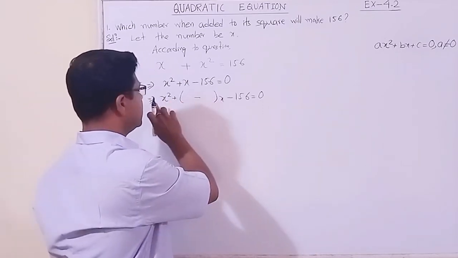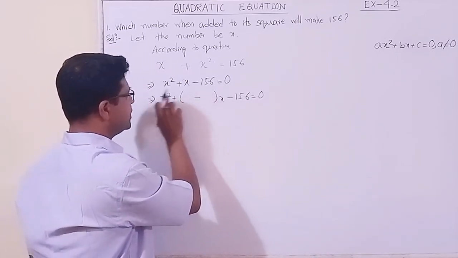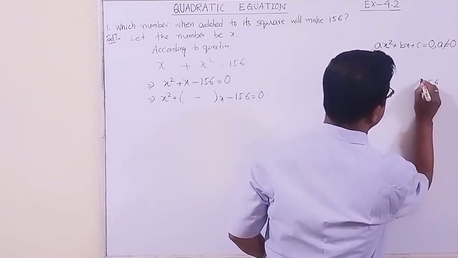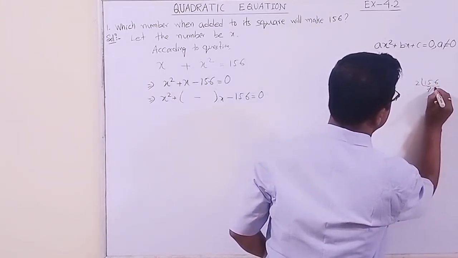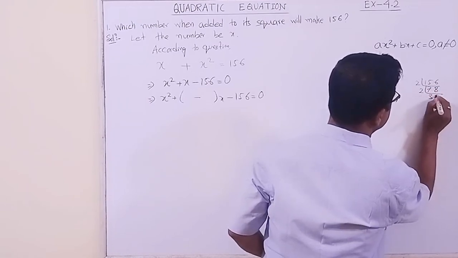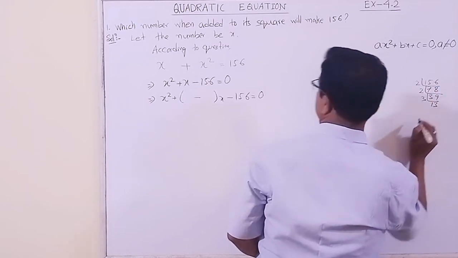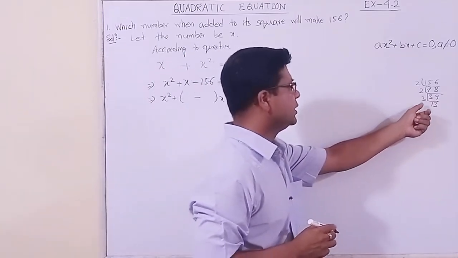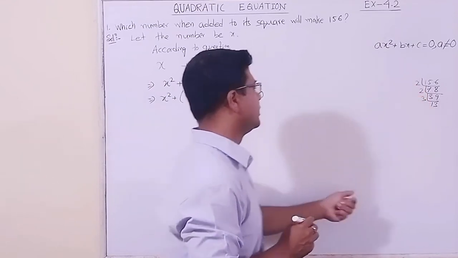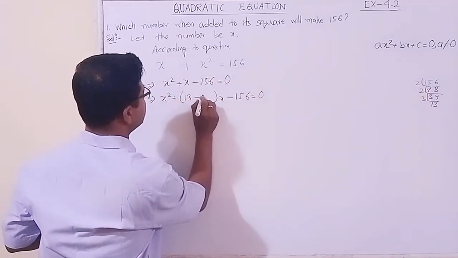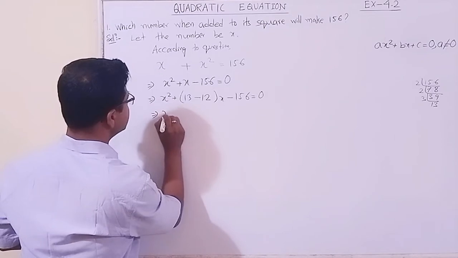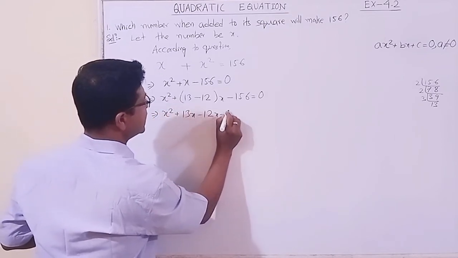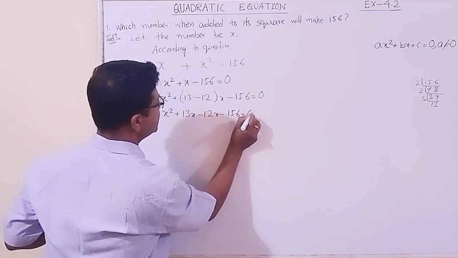Now let us try and do the prime factorization of the product of this and this. This is 1 into 156, 156. 2, then 39, 3, 13. Okay, we have to make this. What is the coefficient of x? 1. We have to make 1. This 3 to the 6, 6 to the 12. So 13 minus 12. So this is x square plus 13x minus 12x minus 156 is equal to 0.